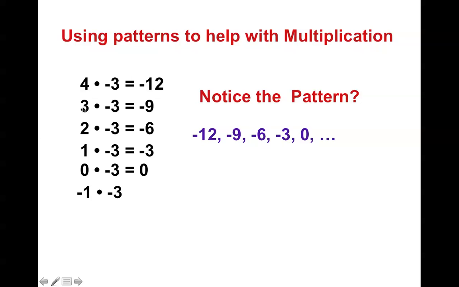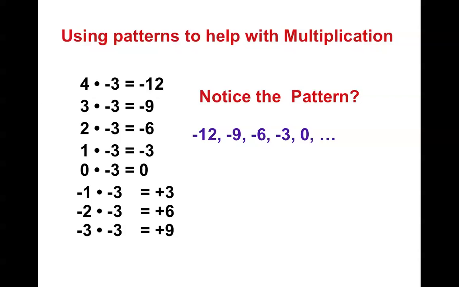Do you notice this pattern? 4, 3, 2, 1, 0, negative 1. So what do you think negative 1 times negative 3 would be? Well, if we follow this pattern, negative 12 plus 3 gets you negative 9, negative 9 plus 3 gets you negative 6, negative 6 plus 3 gets you negative 3, negative 3 plus 3 gets you 0, and 0 plus 3 would get you, guessed it, positive 3. So, negative 1 times negative 3 equals positive 3. When a negative is times a negative, the answer is positive. Negative 2 times negative 3, you guessed it, positive 6. Negative 3 times negative 3, you guessed it, positive 9.